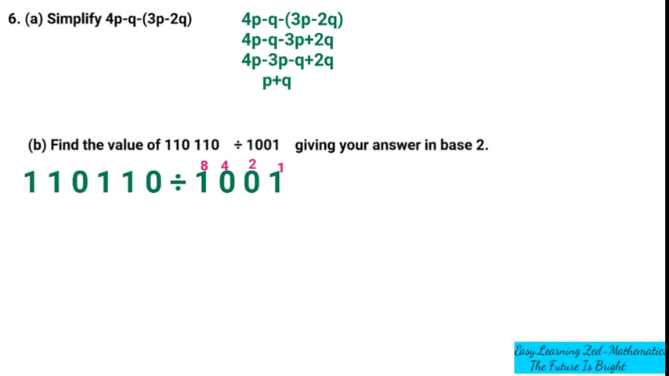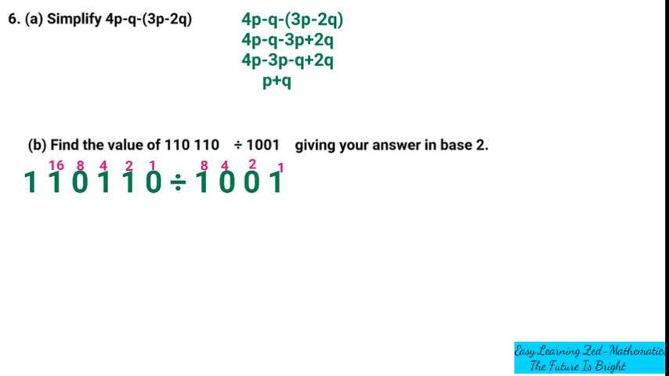Now let me go to the dividend. The first 0 on the far right has the place value of 1s, and the next one is 2s. Then the next one is 4s. Then 0 has the place value of 8s. Then 1 has the place value of 16s, and the last one has the place value of 32s. So these are the place values of these numbers.